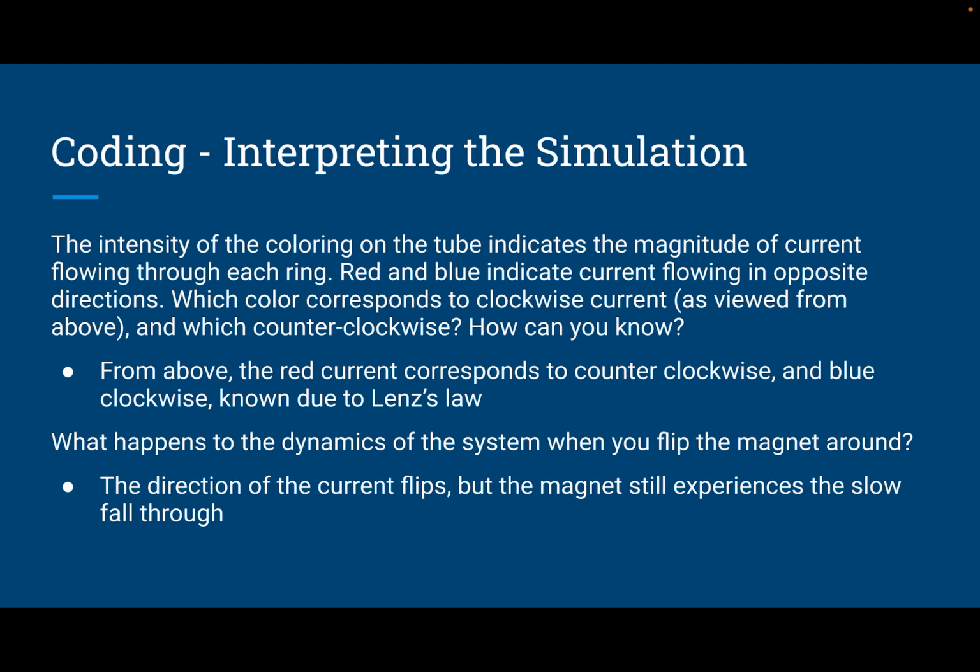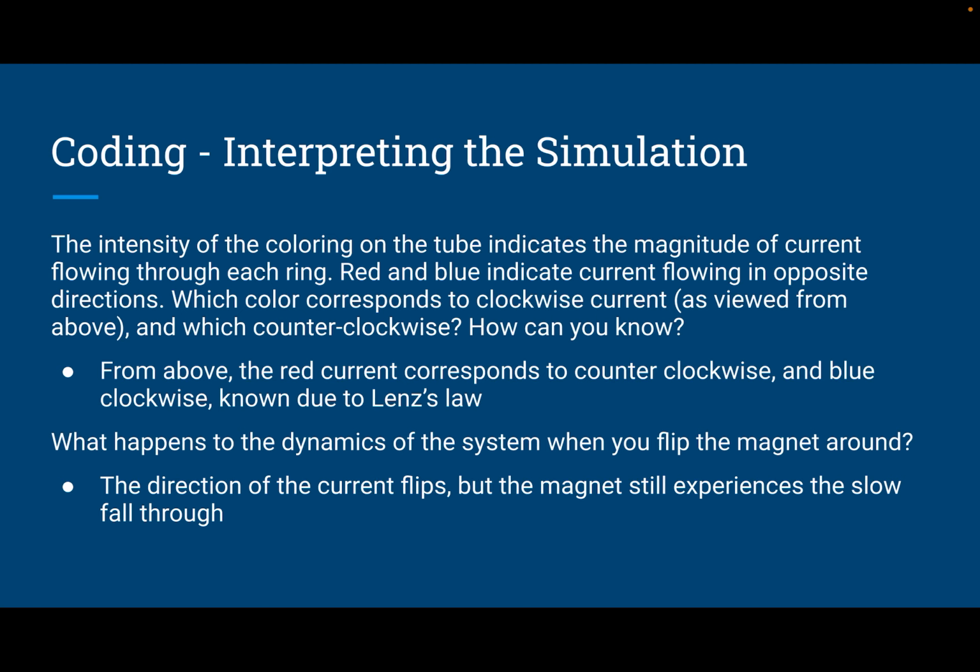So interpreting the simulation, the intensity of the coloring on the tube indicates the magnitude of current flowing through each ring. Red and blue indicate current flowing in opposite directions. Which color corresponds to clockwise and which counterclockwise? So the red current corresponds to counterclockwise, and the blue corresponds to clockwise. This is known because of Lenz's law.